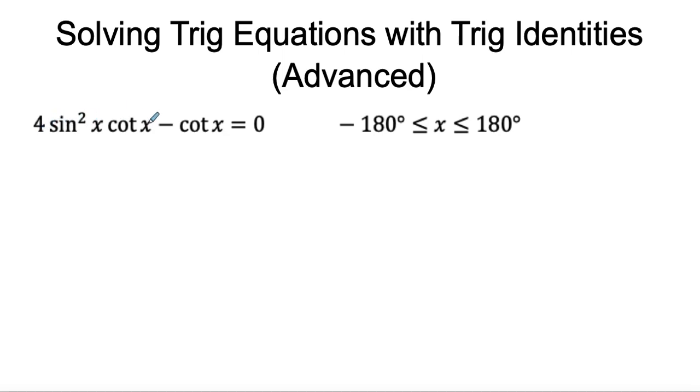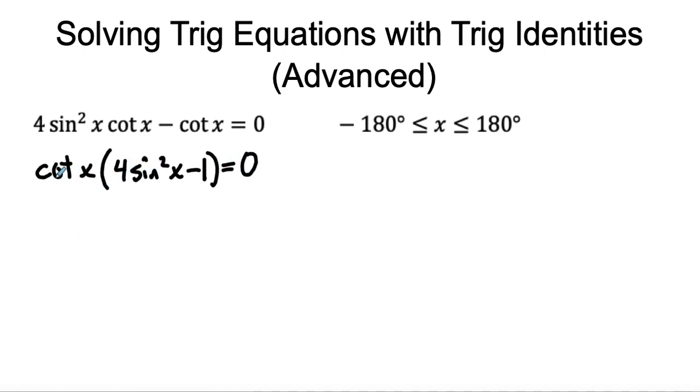If you look at this, there are two trig functions here, right? We have sine and cotangent. When I see sine and cotangent, and I see cotangent in both terms, I'm going to go ahead and divide that out. So if I divide it out, I have 4 sine squared x minus 1, and that's equal to 0. Notice now I have my cotangent outside.